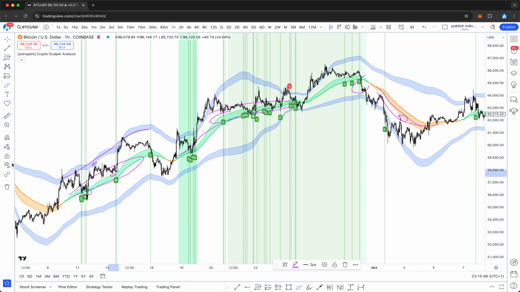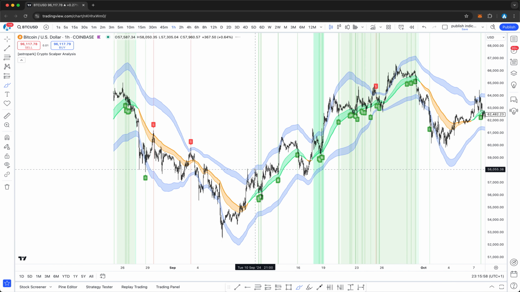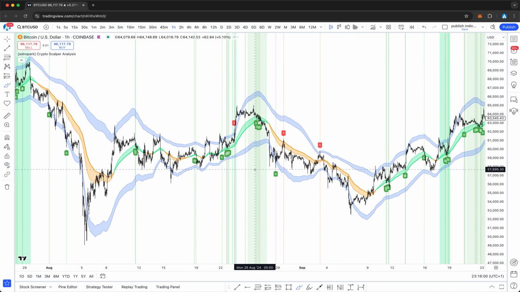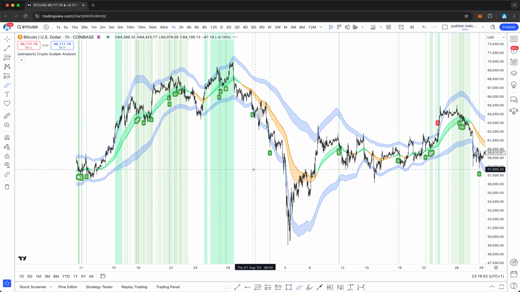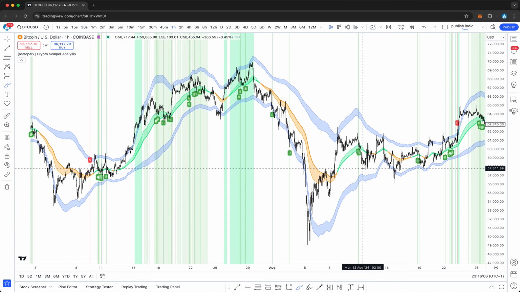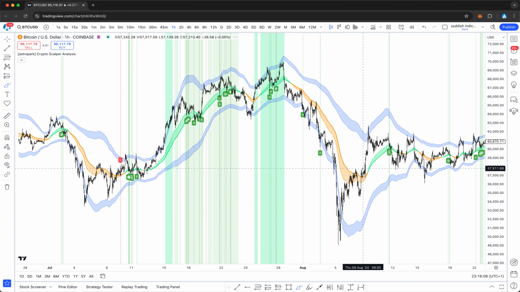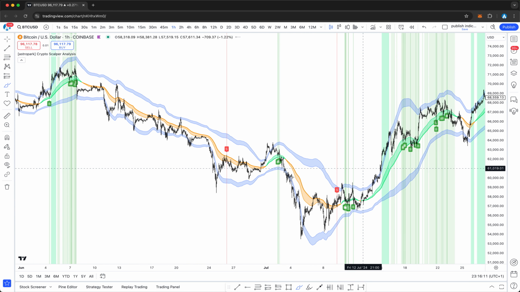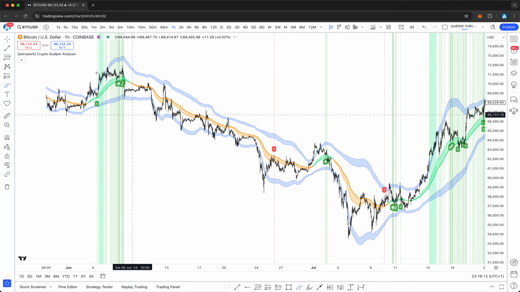But in other scenarios, for example, it's not the current scenario as we can see here, but if we go maybe in the past, I'd like to find a place where, for example, this is a bearish trend.